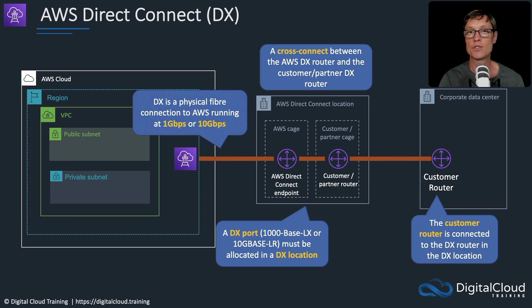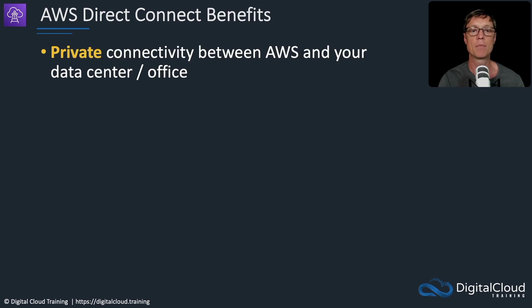Now 100 gig has just been released recently for some locations. If you want slower speeds, you can talk to a partner and they can give you speeds from 50 megabits per second upwards. So let's have a look at some of the benefits.